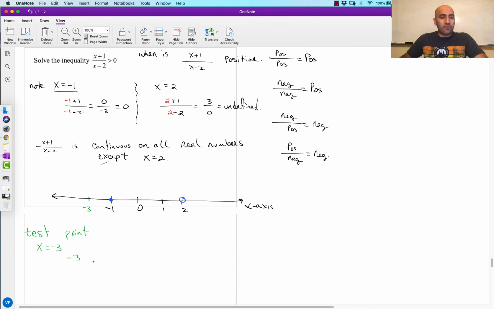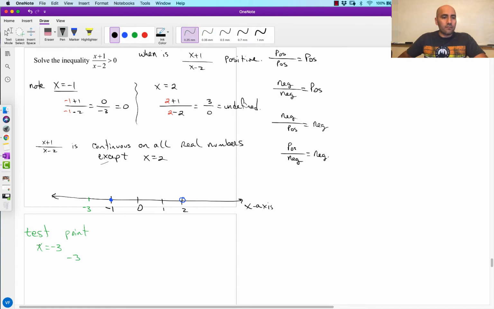So I plug in (-3 + 1) divided by (-3 - 2). And really all I care about is figuring out whether it's going to be positive or negative at this point. So I'll end up with -2 divided by -5, which equals some positive 2/5, positive. Okay, so that means that my graph has to stay above the x-axis to the left of -1.